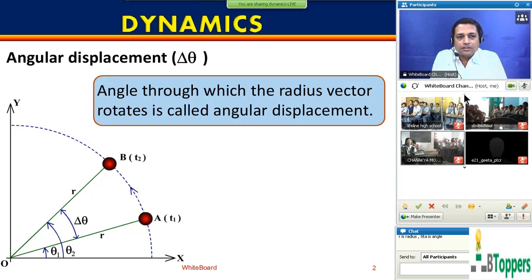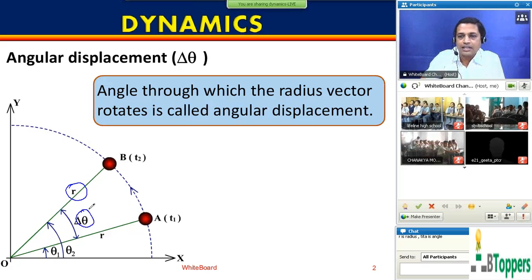We begin with the angular displacement of a body. Now, since it is only like a revision class, I will really run through the revision. Angular displacement means displacement in terms of angle. That is why it is called angular displacement. So the angle through which the radius vector rotates is called angular displacement. So this is what I was asking. You see, there is an r here, there is a theta here.